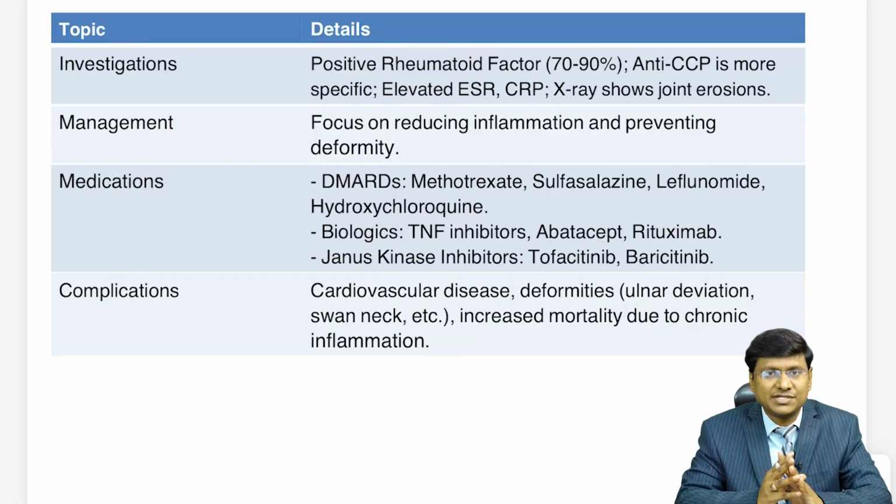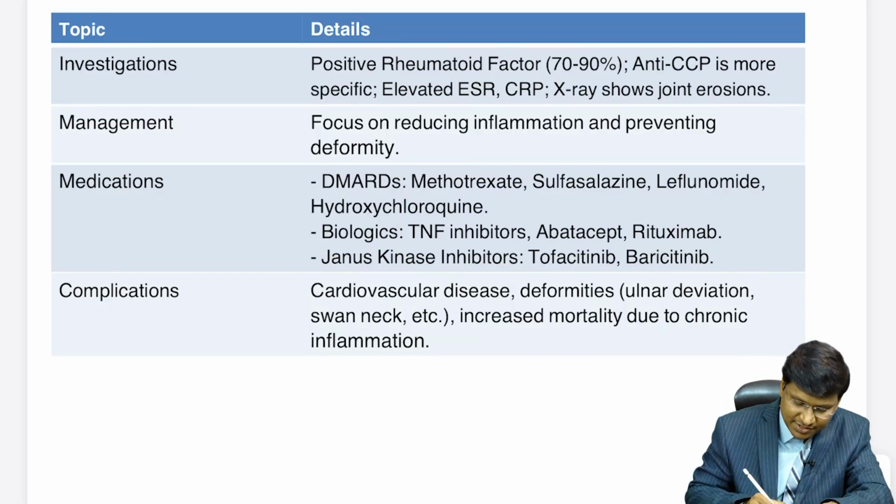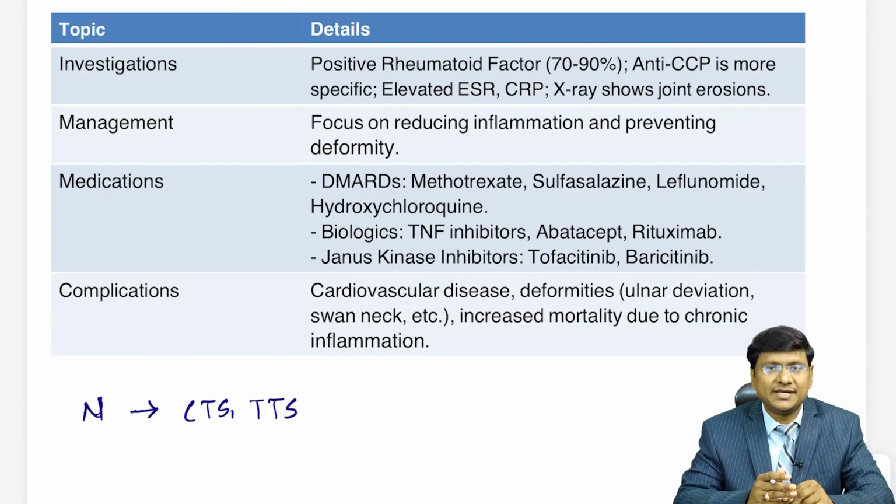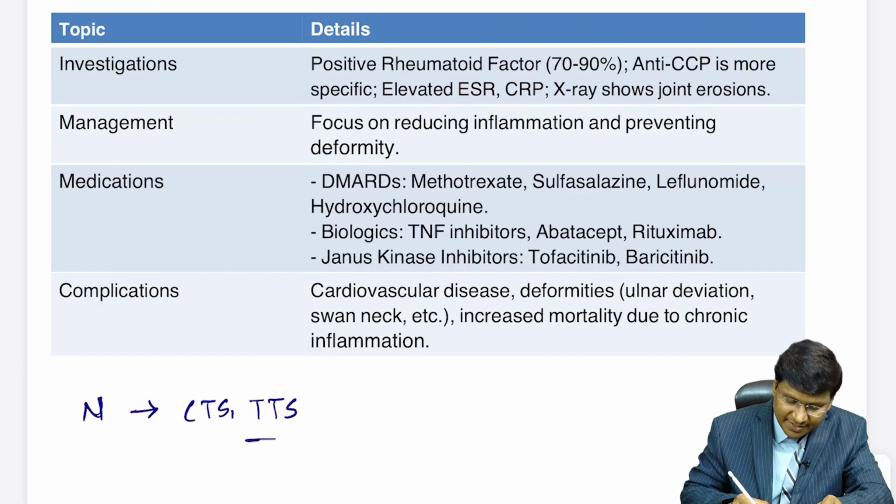You also have neurological involvement in these individuals, and this neurological involvement in patients with rheumatoid arthritis will be in the form of carpal tunnel syndrome as well as tarsal tunnel syndrome. Carpal tunnel syndrome is where there is compression of the median nerve, and tarsal tunnel syndrome is where there is compression of the tibial nerve.